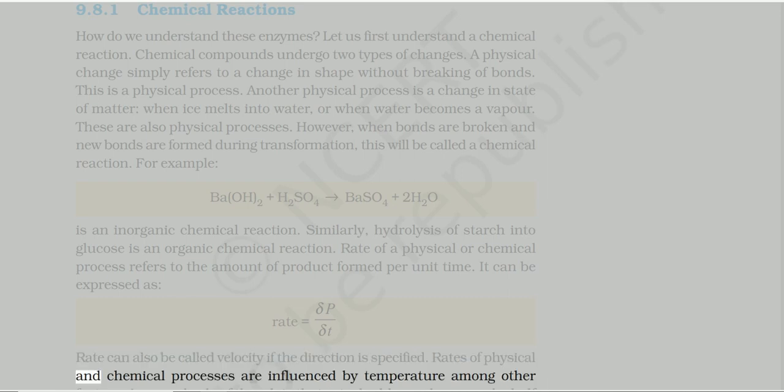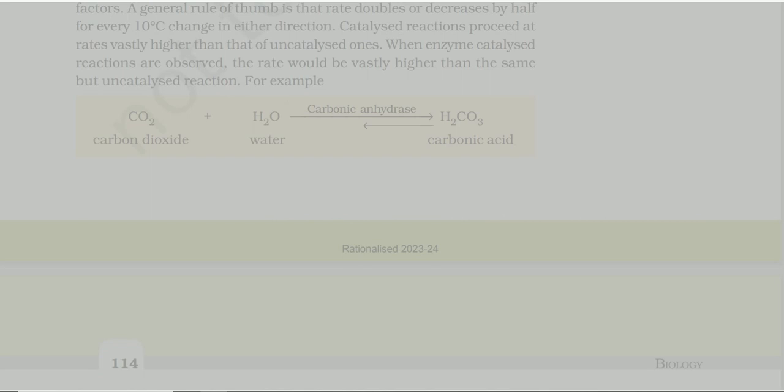Rates of physical and chemical processes are influenced by temperature among other factors. A general rule of thumb is that rate doubles or decreases by half for every 10 degrees Celsius change in either direction. Catalyzed reactions proceed at rates vastly higher than that of uncatalyzed ones. When enzyme catalyzed reactions are observed, the rate would be vastly higher than the same but uncatalyzed reaction. For example, CO2 plus H2O, with carbonic anhydrase, gives H2CO3: carbon dioxide, water, carbonic acid.